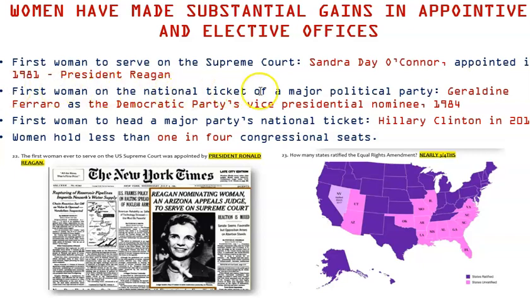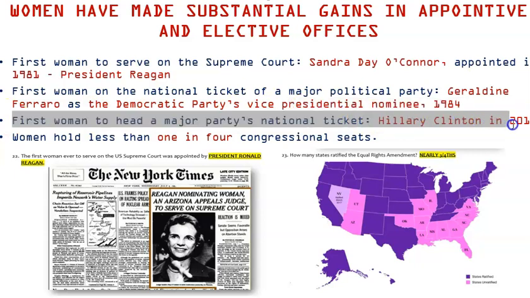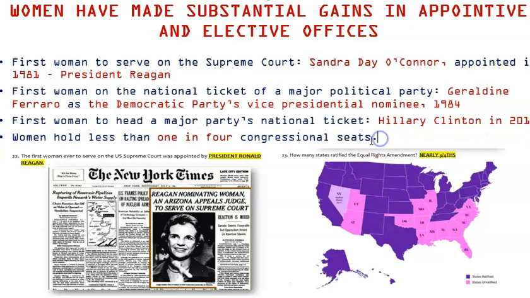The first woman on the national ticket of a major political party was Geraldine Ferraro as the Democratic Party's vice presidential nominee in 1984, which was an unsuccessful race for both she and Michael Dukakis. Then the first woman to head a major party's national ticket was Hillary Clinton in 2016. And it says that women hold less than 1 in 4 congressional seats.